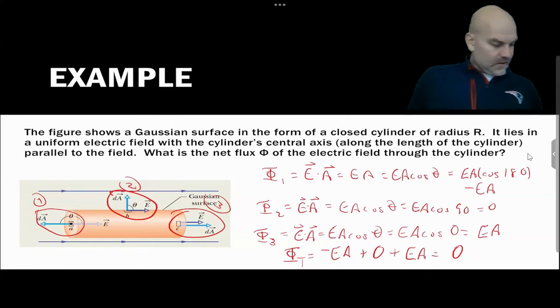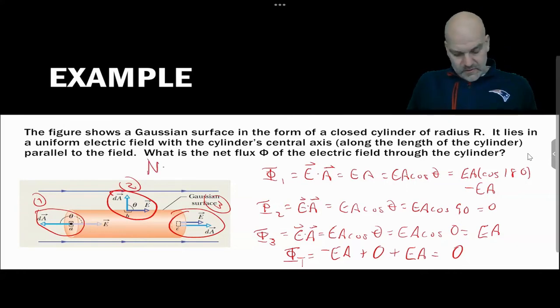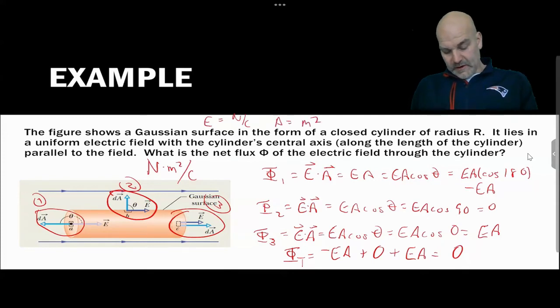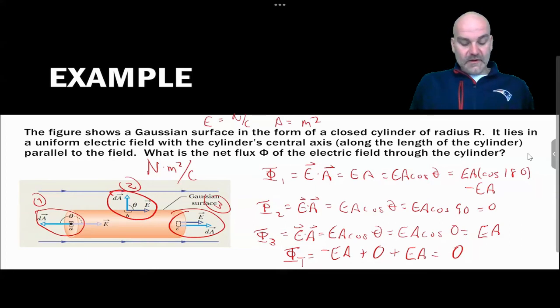Okay, and the unit for electric flux is kind of a weird one. It's newtons times meters squared per coulomb. Okay, because the E, electric field, is newtons per coulomb, and area is meters squared. And so when you multiply them, you get that newton times meter squared over coulombs.